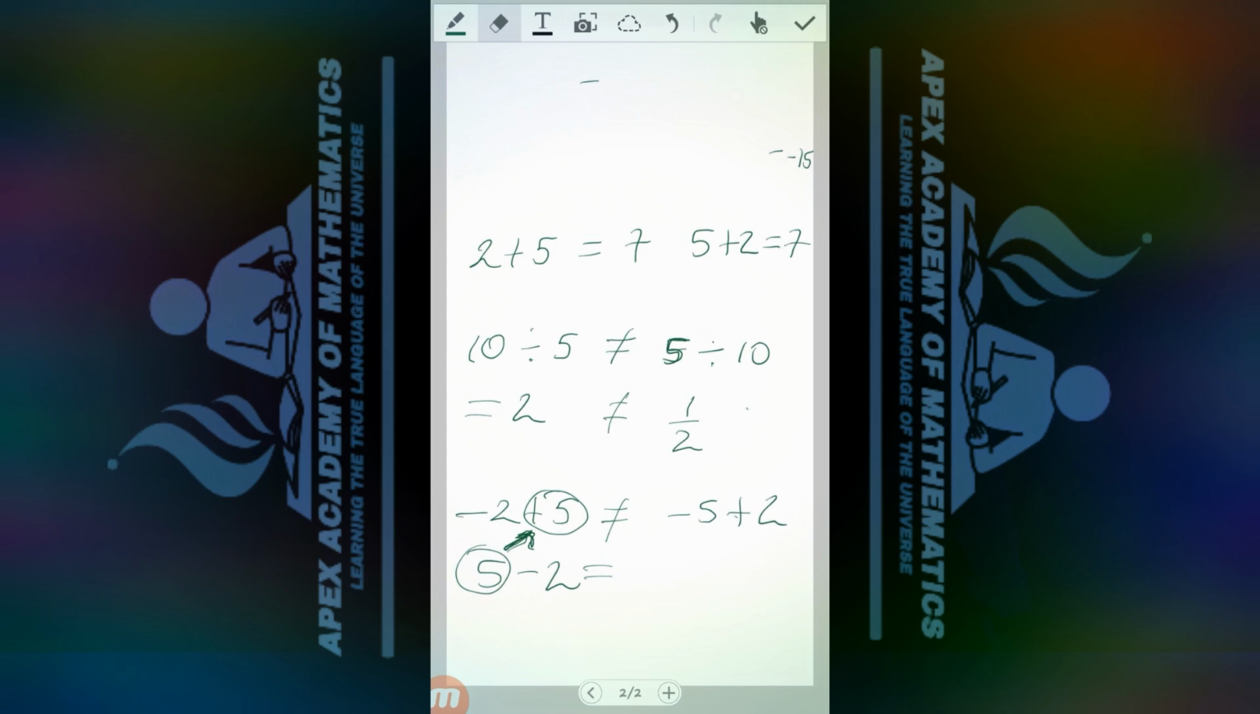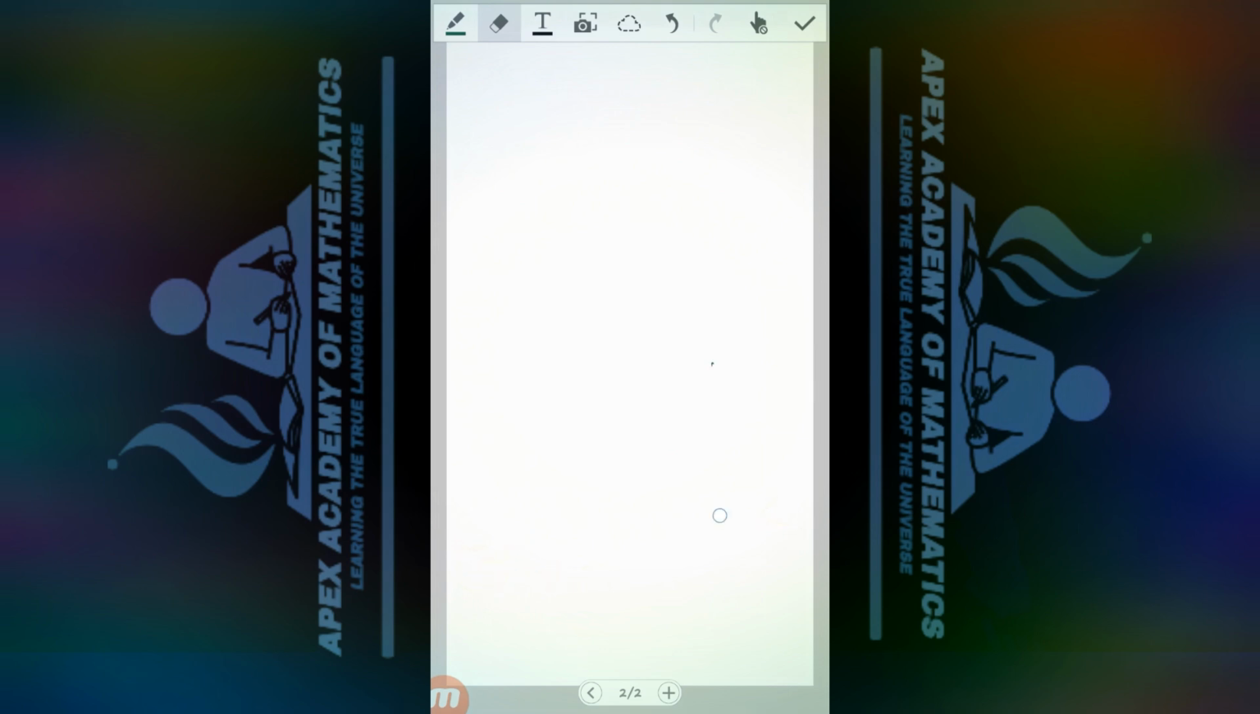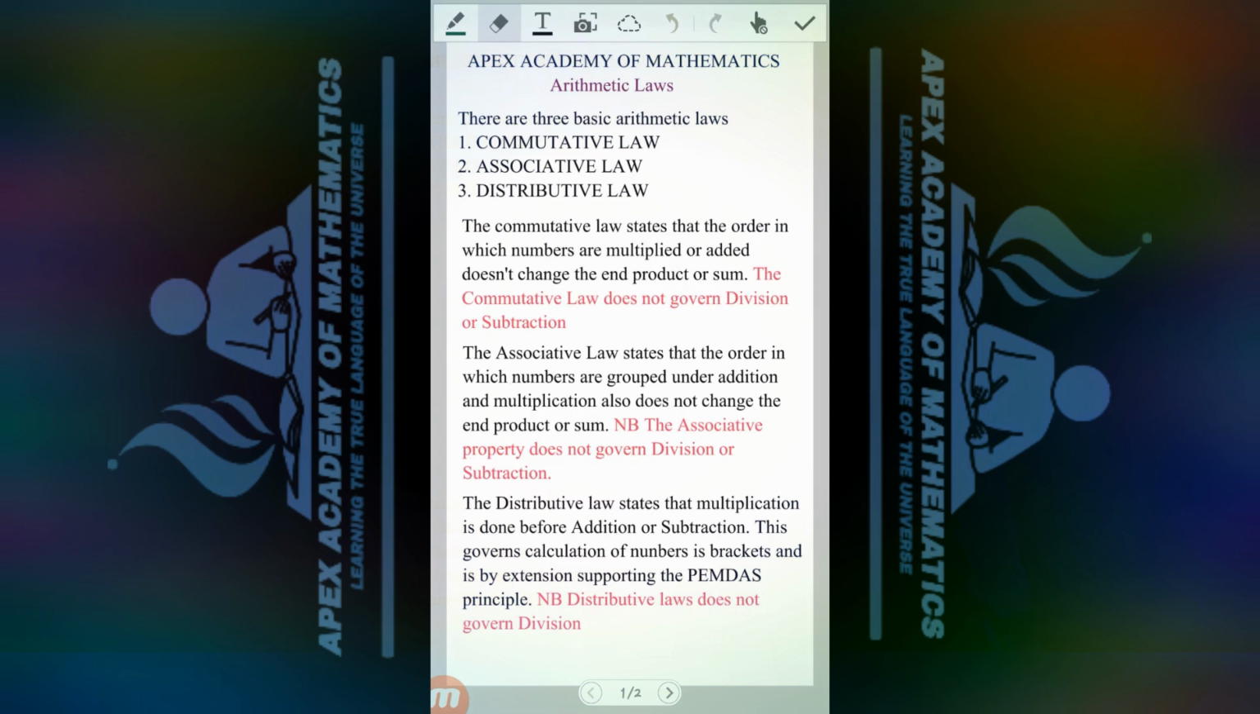Okay, good. So let's look now at what is called the associative property in mathematics. It says here that the associative law states that the order in which numbers are grouped under addition and multiplication also does not change the end product or sum.